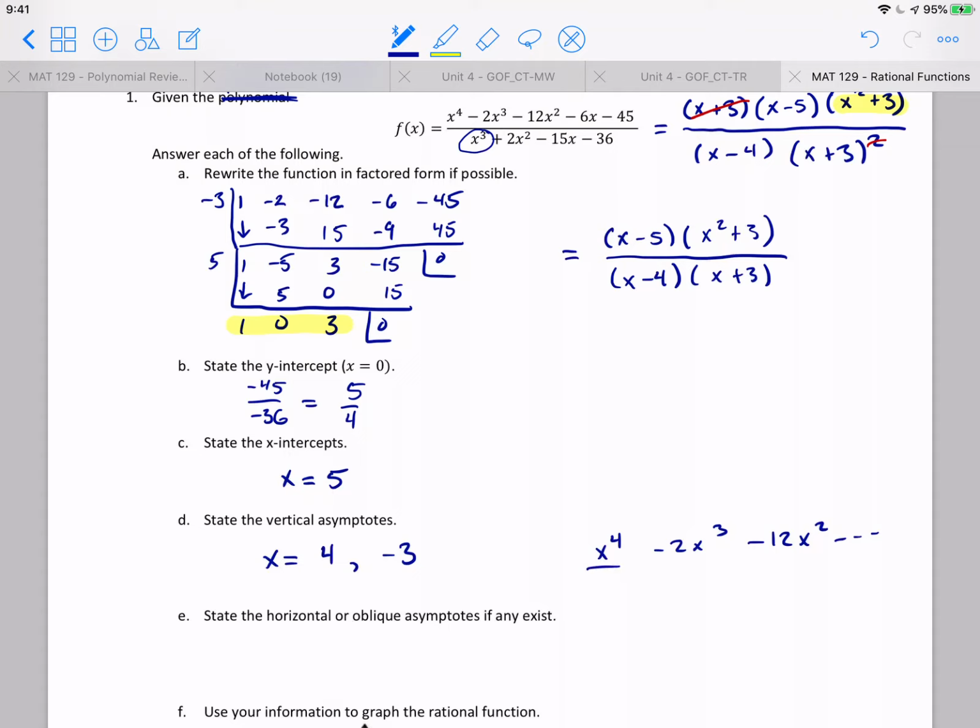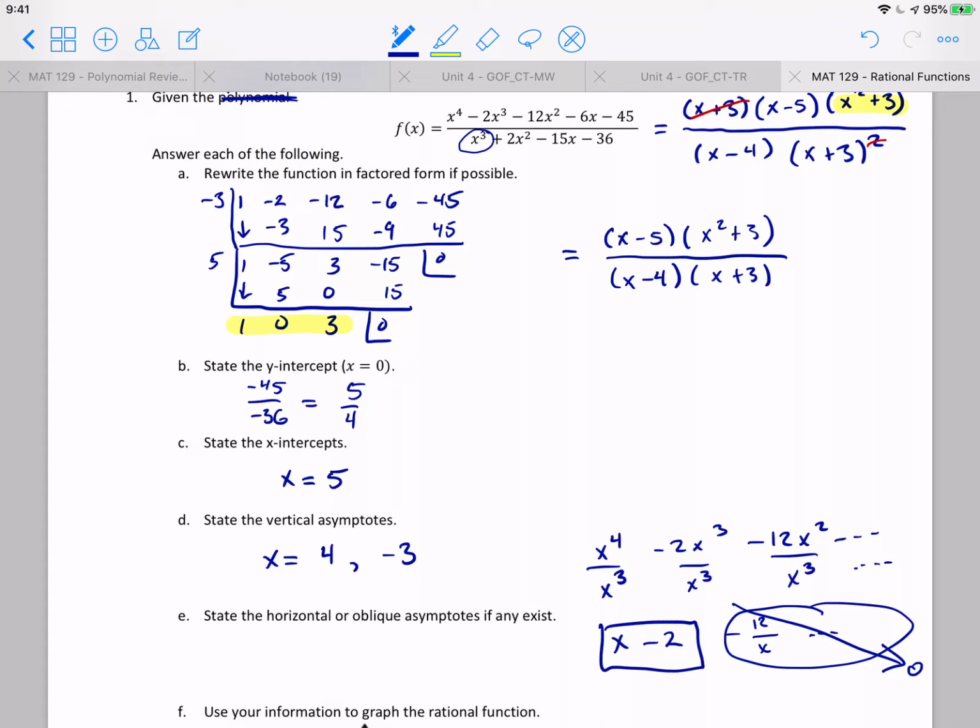And you bring the coefficient with it. There's only a coefficient of 1 there anyways. And that reduces to what? X minus 2 and then minus 12 over x. Well, the rest of these are all over x, x squared, etc. So those, as we get large, go to 0. So what's left? X minus 2. So that's actually your oblique asymptote. So that's the fastest way to do that. But there are other methods, but I think that's the simplest.